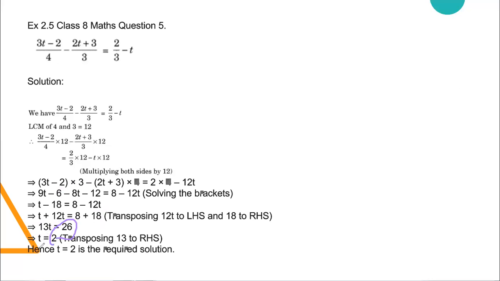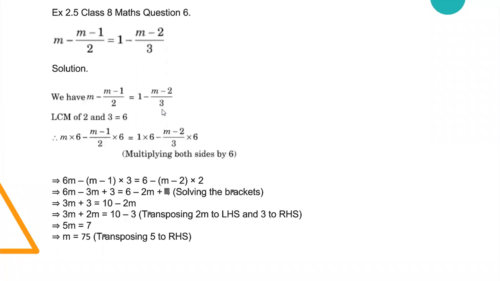Alright, and now how do you solve this further is quite simple, guys. You just transpose 13 towards the RHS, which converts to division, and therefore 26 divided by 13 is nothing but 2. So what's your t value, guys? t is equal to 2. Hope that was quite interesting and clear to solve with me, guys. Let's move on to question number 6.